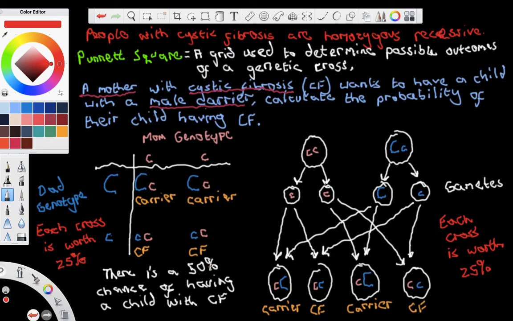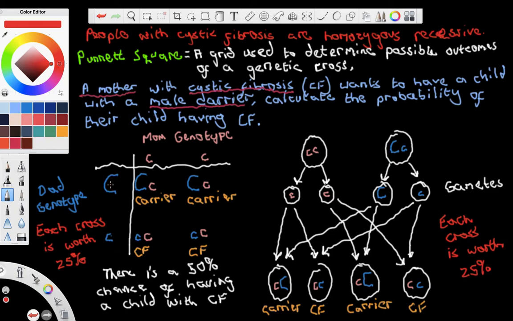The question we asked was, a mother with cystic fibrosis wants to have a child with a male carrier. Calculate the probability of their child having cystic fibrosis. We would draw the Punnett square. We would put the mom's genotype on one line, the dad's genotype on the other. Unless the exam asks in a particular order, it doesn't matter which way round you put that, okay? However, sometimes in an exam, they'll give you the headings. However, if it's not given you the headings, it doesn't really matter which way round you do it.